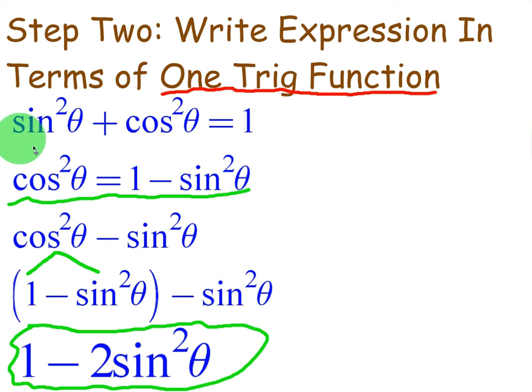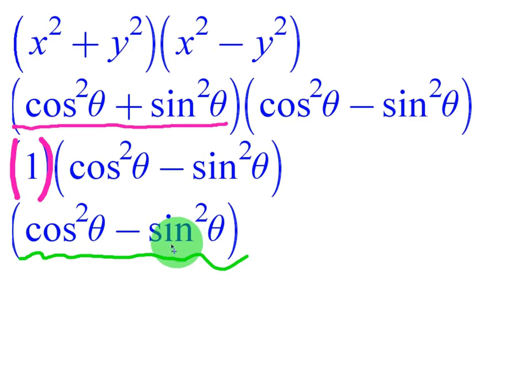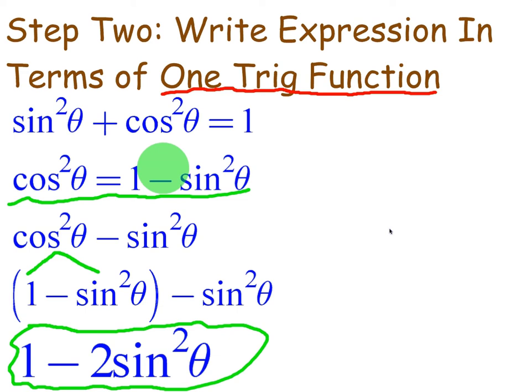And that's what we're going to do here. However, in this particular case, we're going to use a Pythagorean identity. And here's how we're going to do it. Since we're left with cosine squared minus sine squared, I can rewrite cosine squared in terms of sine squared using a Pythagorean identity. And that's what I'm going to do here.